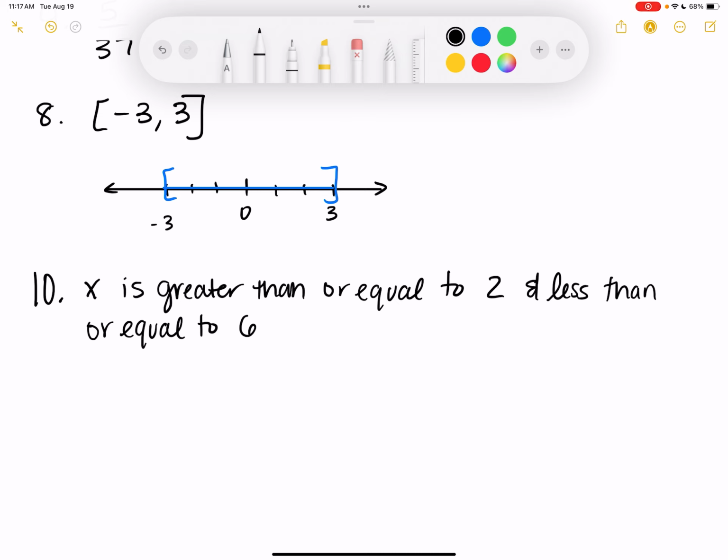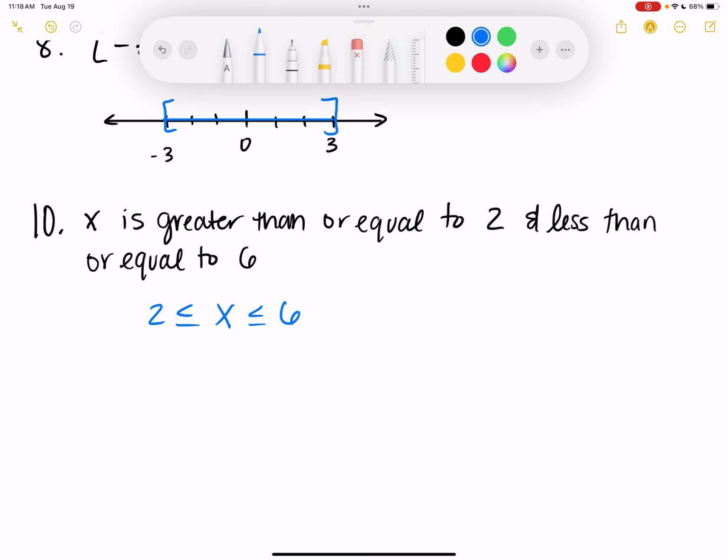So if I wanted to write this as an inequality, how would I write this? You would do 2 less than or equal to x less than or equal to 6.